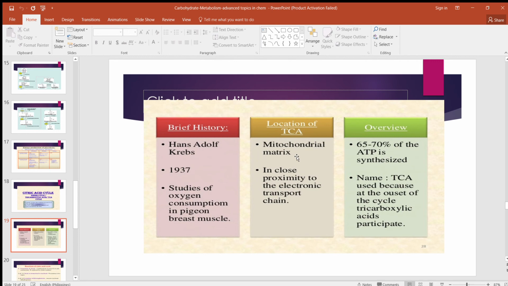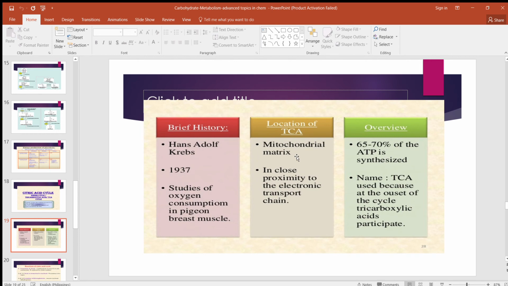Okay, since we are talking about the production of energy, dapat nasa mitochondrial matrix ang production ng energy, in close proximity to the electron transport chain. Okay, so yung electron transport chain kasi, yun yung nagpo-produce ng madaming energy. Pagkatapos kasi ng TCA, papasok na yun sa electron transport chain eh. It will be discussed later by your other classmates.